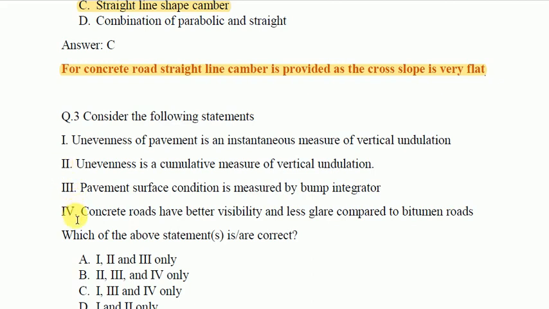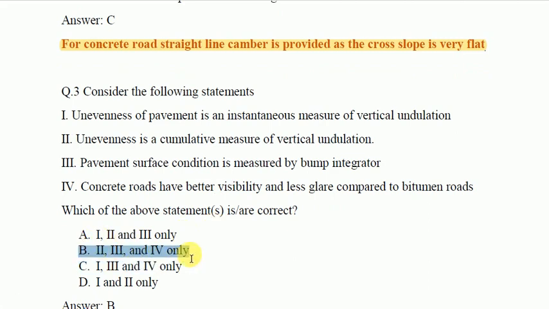Let's see statement 4: concrete roads have better visibility. Yes, that is correct, and less glare as compared to bitumen roads. That is also correct. So we can see option B says second, third and fourth only. So the correct answer will be option B, that is second, third and fourth.